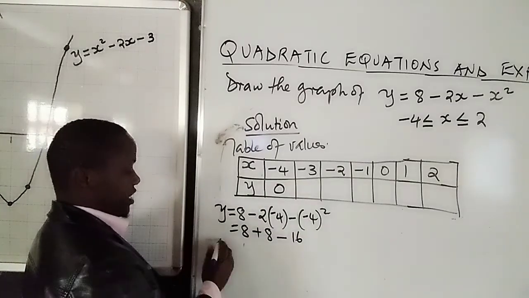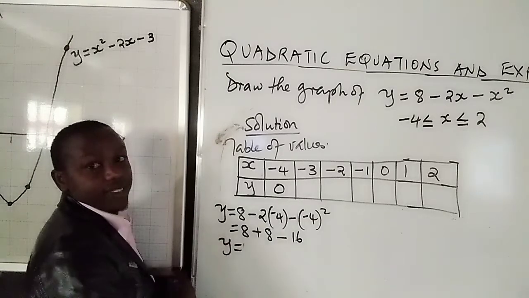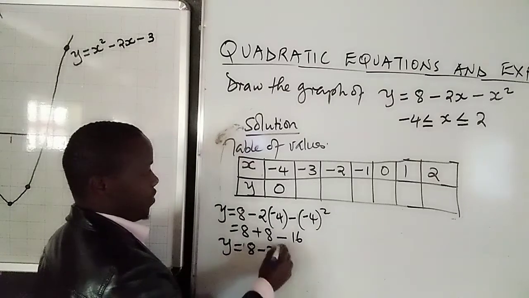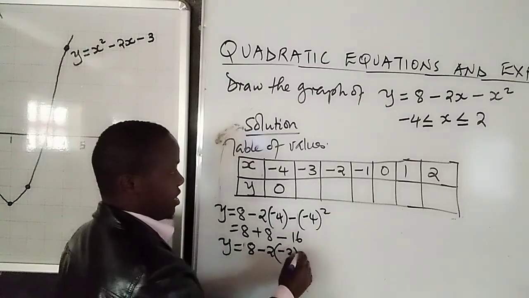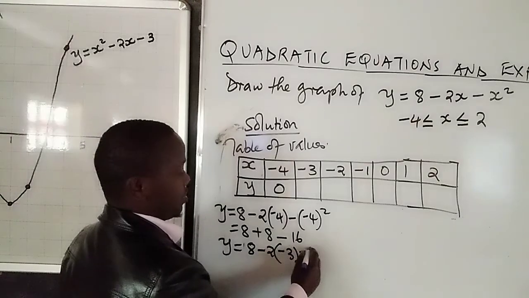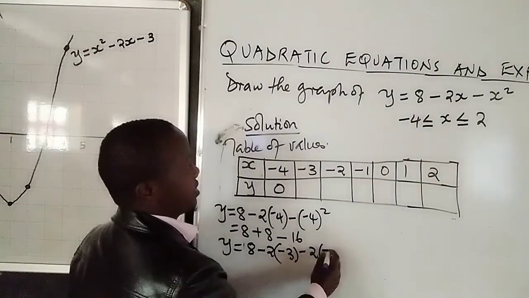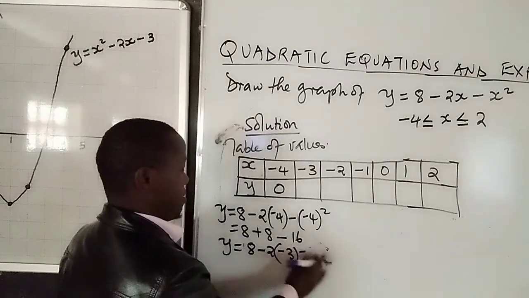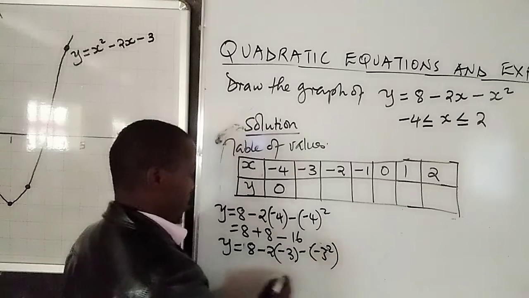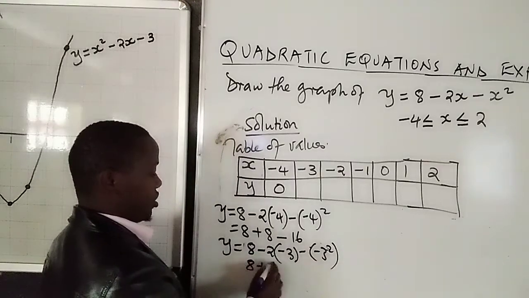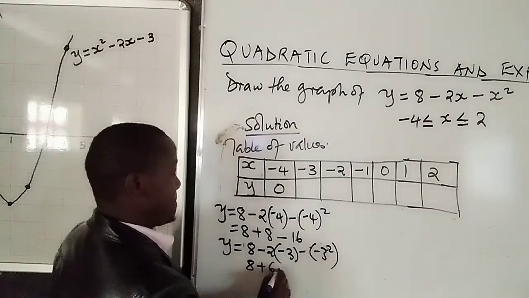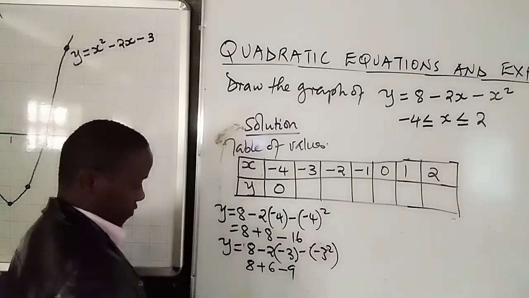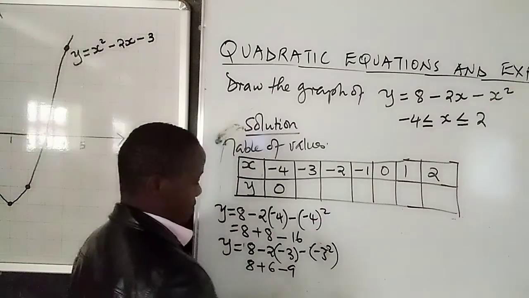When x is negative 3, what shall y be? 8 minus 2 into x, which is negative 3, then minus x squared, sorry, minus negative 3 squared. So this shall be 8 positive 6 minus 9. So this will be 14. 14 minus 9, we get 5.